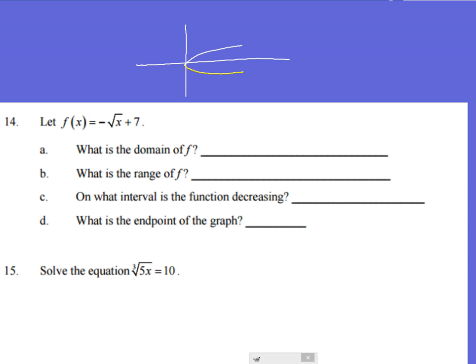But then I shift up 7. So I'm going to go up. Every point on here is going to go up 7. 1, 2, 3, 4, 5, 6, 7. So my graph looks like that. So I think it's important to have a graph that we can look at before we start thinking about this.